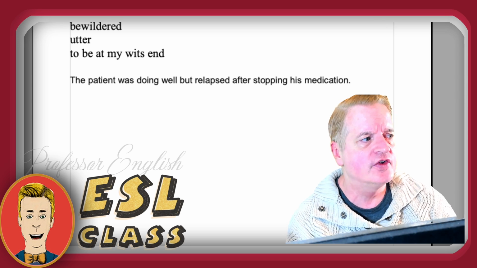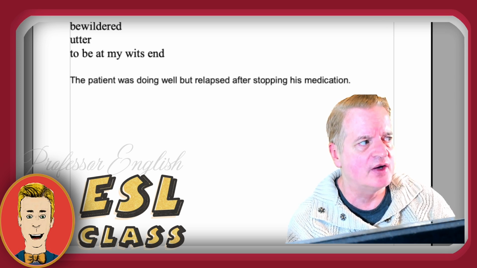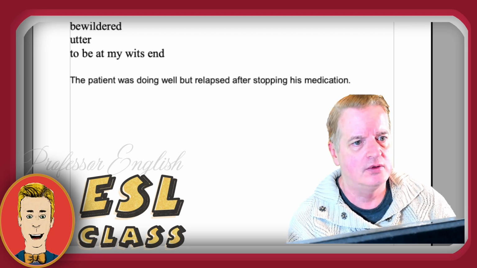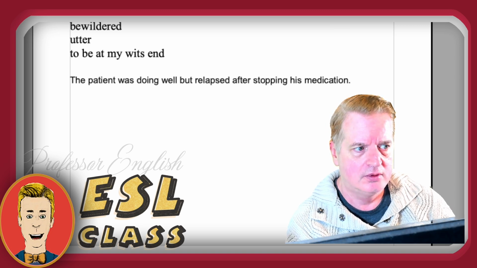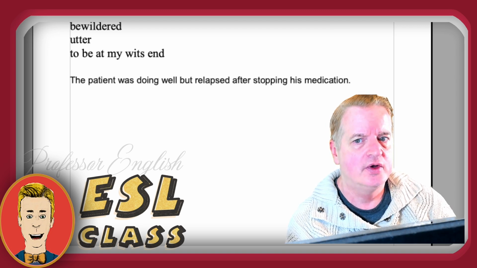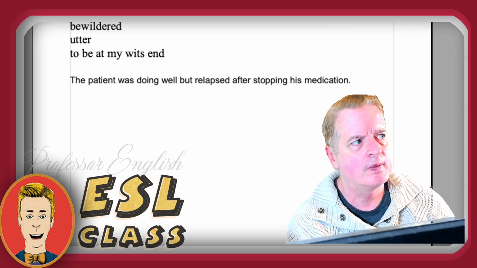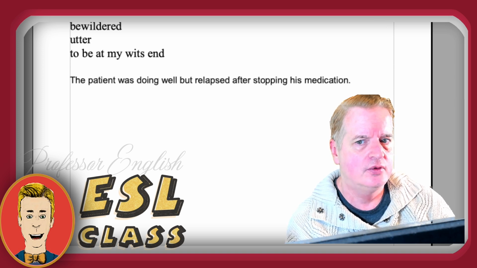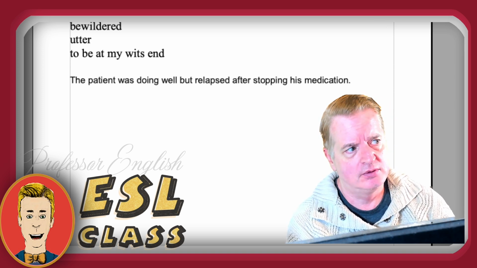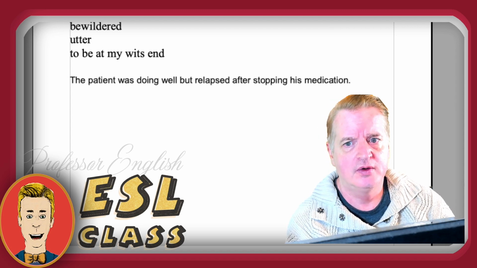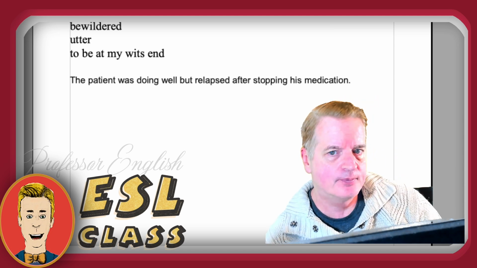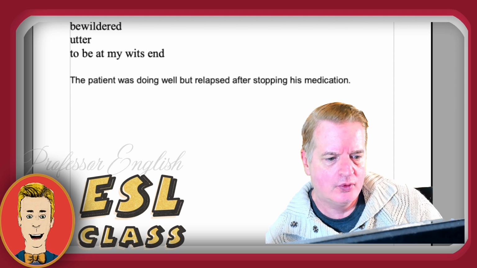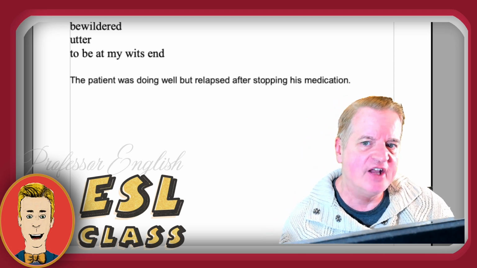When you have a W, the first sound is oo. Oo, L. Well. Can you say goo? Goo. Can you say goo well? Goo well. Doing well. Doing goo well. Okay, so doing well. The patient was doing well.